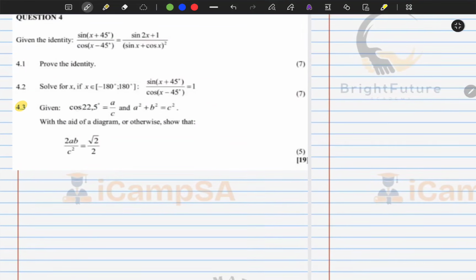where we are given that cos of 22.5 is A over C. So let's go and have a look at that. 4.3, we are told cos of 22.5, which I'm just going to write as an angle, okay, of which this is just cos of 45 degrees divided by 2, okay, and this we are told it is A over C.